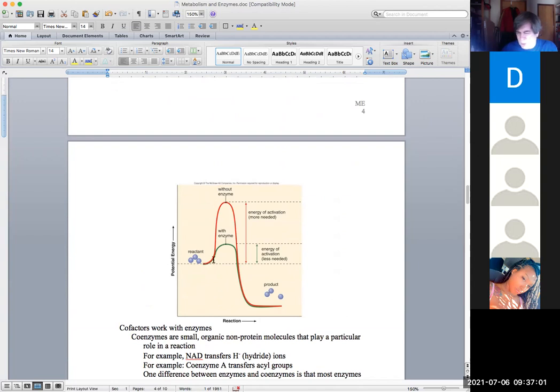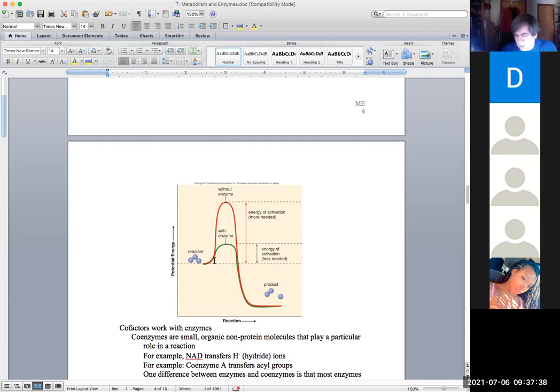So higher is more energy, lower is less energy. Notice this is an exergonic or exothermic reaction because the reactants are up here for their amount of energy. The products are down here. So this red line represents the graph of the energy without an enzyme. So the height of this hill from where the reactants start to the top, that's the activation energy. So that's without an enzyme.